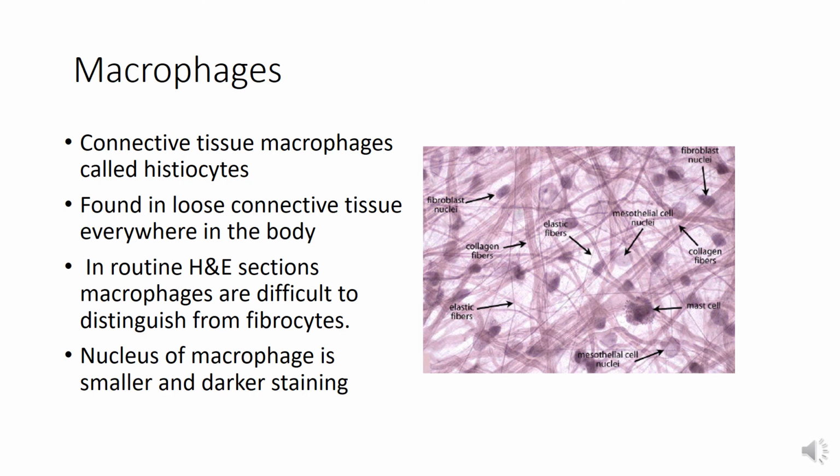Macrophages are now very important cells. Connective tissue macrophages are called histiocytes. They are found in loose connective tissue everywhere in the body, and in routine histological sections, macrophages are difficult to distinguish from fibrocytes. Because they are inactive, they have a smaller nucleus and fewer processes, and the nucleus of the macrophage is smaller and darker staining, so it resembles the fibrocyte.